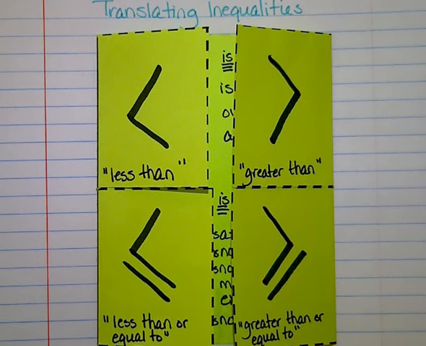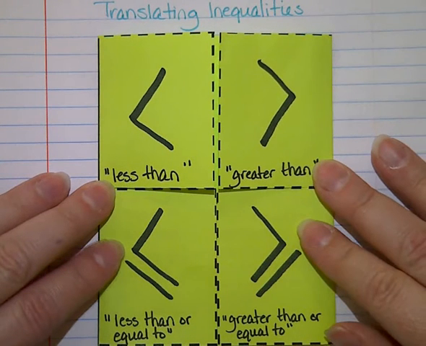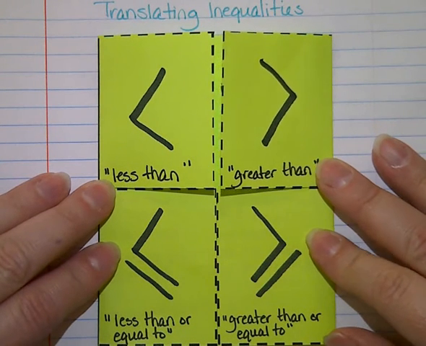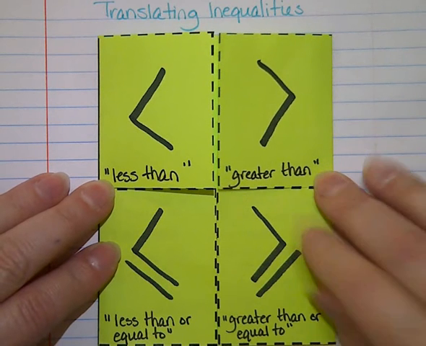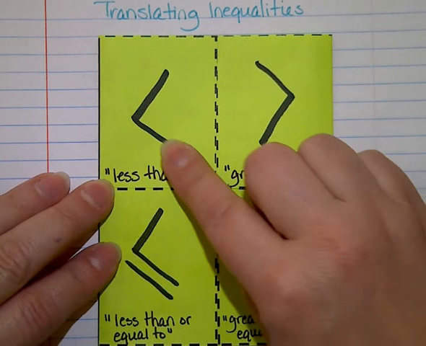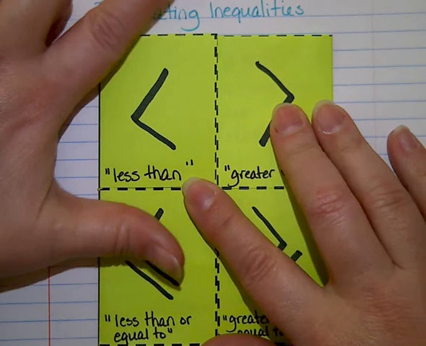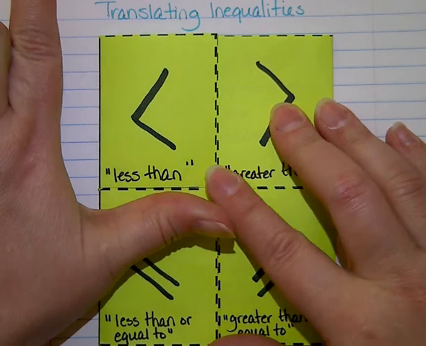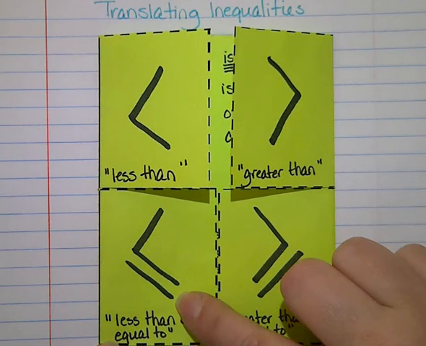Today we're going to talk about translating inequalities. If you refer back to your notebook and the foldable that we created, you can see what they all look like and the words we use to translate them. The first is less than. Notice if you tip your head, this looks like an L. Or if you use your left hand, there's our L. L for less than. Less than or equal to.